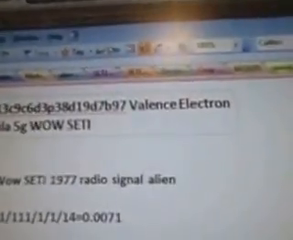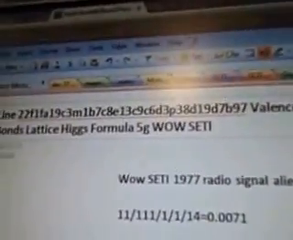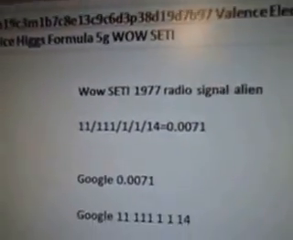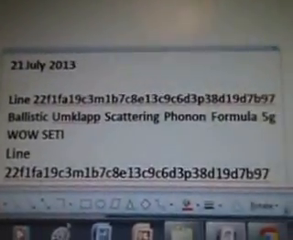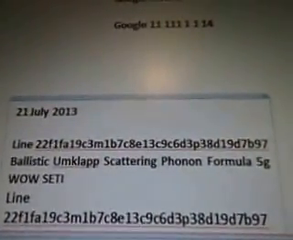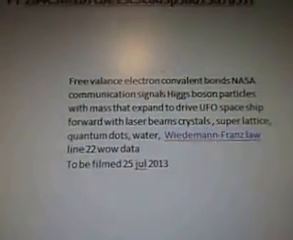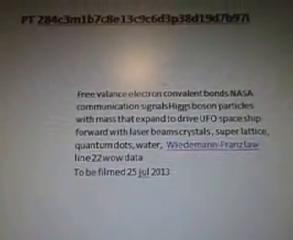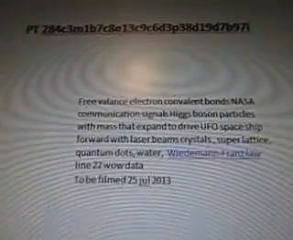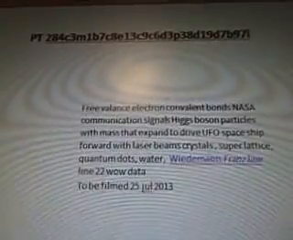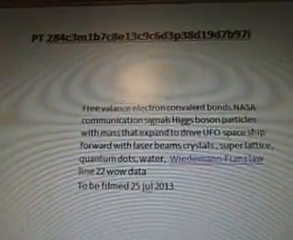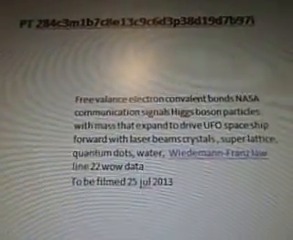So this is 97.9 and it's line 22, 97.9. So this is valence, electron, bonds, lattice, Higgs formula, 5G Wow Seti. There's an alien radio signal. And this is about the free valence electron, covalent bonds, NASA communication signals, Higgs boson particles with mass that expand to drive a UFO spaceship forward with laser beam crystals, super lattice, quantum dots, water, Wiedemann-Franz law, line 22, Wow data.